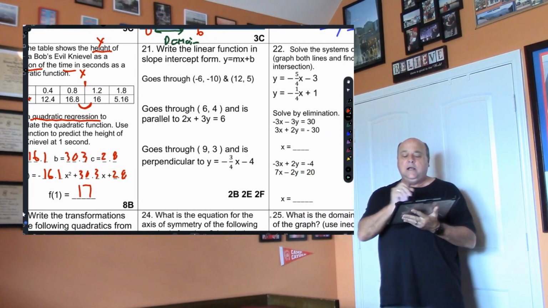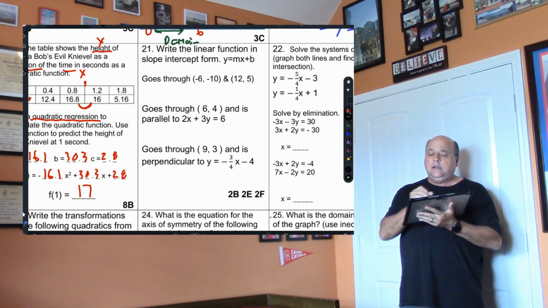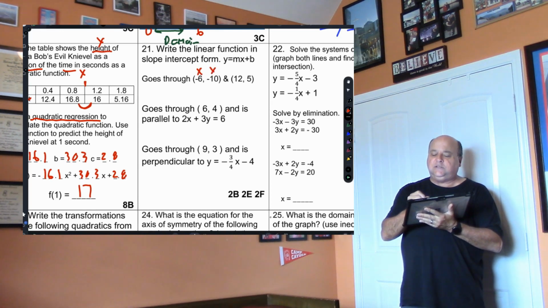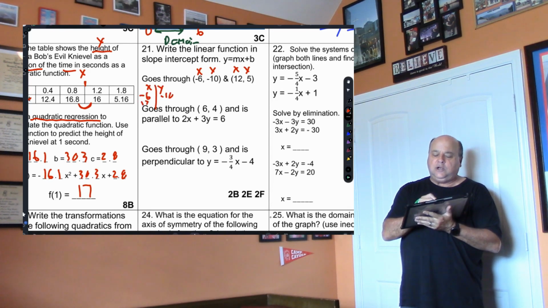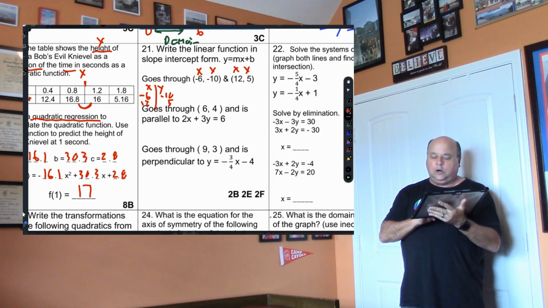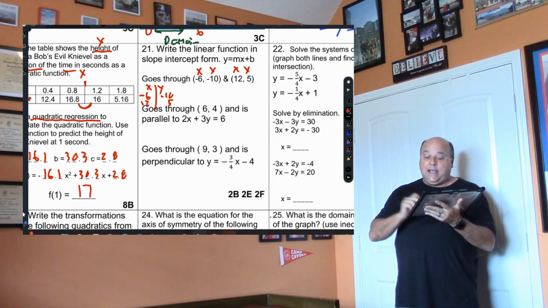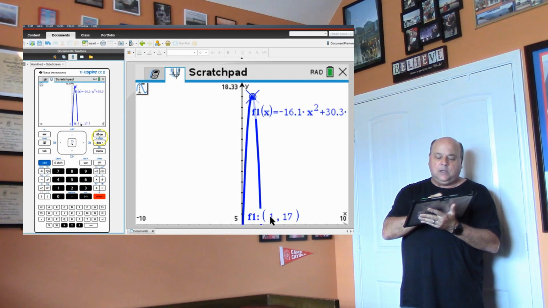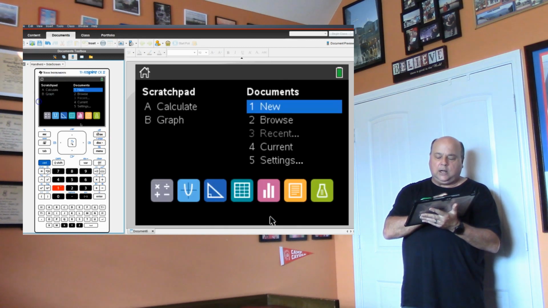Number 21. This right here is a straight input. This is my x, this is my y, right? Make a t-chart. Do not miss this. Negative 6, negative 10, and 12 and 5. So we're going to go to our calculator, and we're going to do a linear regression this time. So we're going to hit home. We're going to click 1.